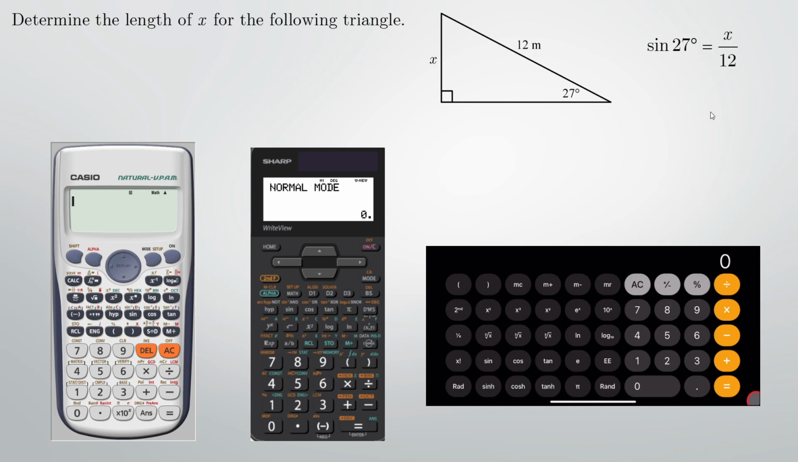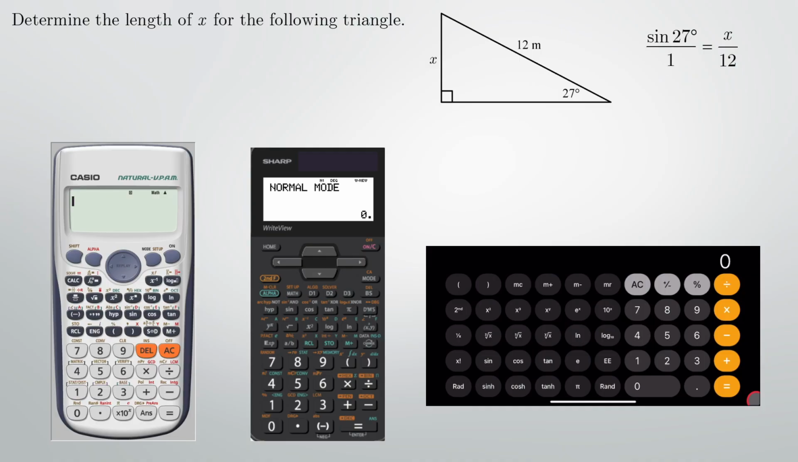Now from here, there are several ways you can go about finding x. For example, you could multiply both sides of that equation by 12. But I've been asked to do this a specific way, and that is to set up both sides of this equation as a fraction. Now the right side already is written as a fraction, x over 12, and we can easily write the left side as a fraction by writing it as sine 27 degrees over 1.